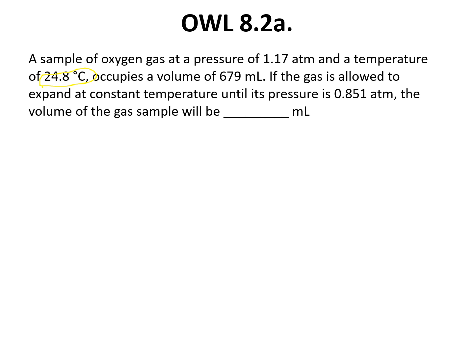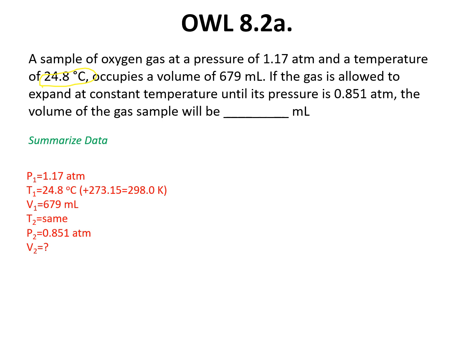be? With these problems, I recommend that you summarize the data in a little chart on the left. So we have our initial pressure of 1.17 atmospheres, initial temperature that we do need to convert to Kelvin. We have our initial volume. The second temperature is the same. The second pressure is 0.851 atmospheres, and we are asked to calculate the second volume. So having all that there helps me to map out what I need to do.